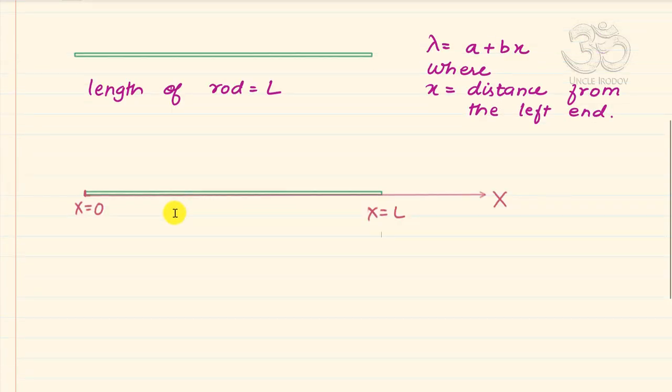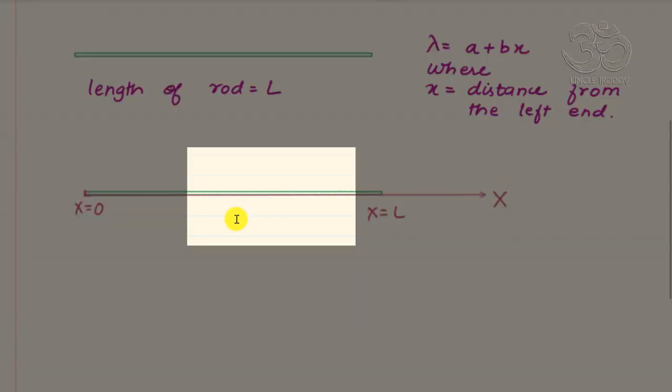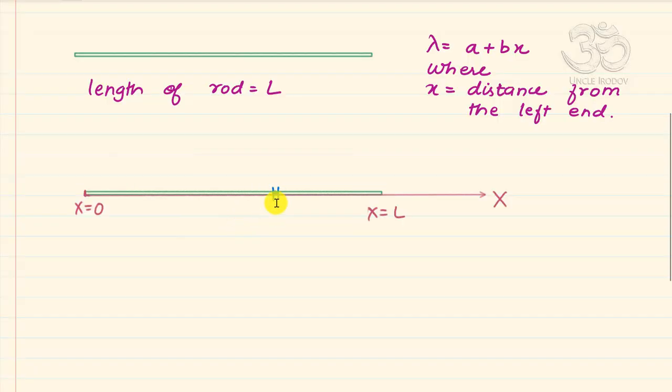Because it's an extended object, I'm going to chop it up into small pieces. There is maybe a small piece somewhere here that I'm interested in. That blue shaded piece is what I'm interested in. For this blue shaded piece, I need to find out two things. One, how much is its mass. And second, what is its x coordinate. Only then will I be able to frame that integral of x dm and then the integral of dm.